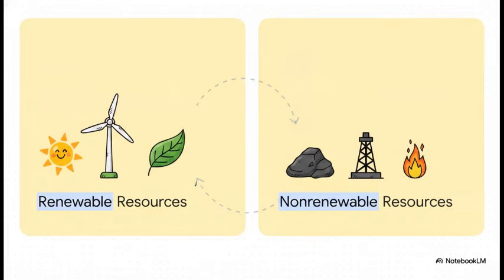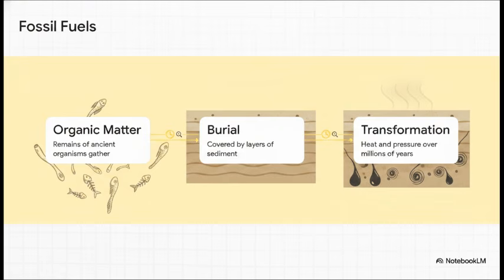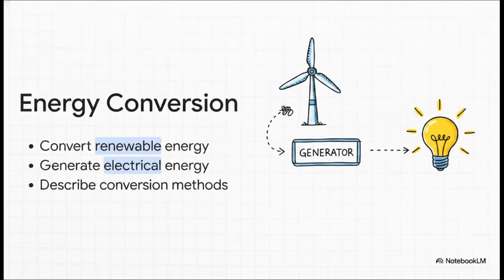Let's talk sustainability. Balancing our use of infinite renewable resources against finite, non-renewable ones is crucial for our planet. Fossil fuels don't just magically appear. They take millions of years of intense heat and pressure on organic matter. Because fossil fuels take so long, understanding how mechanical generators convert renewable energy into electricity is a real game changer.